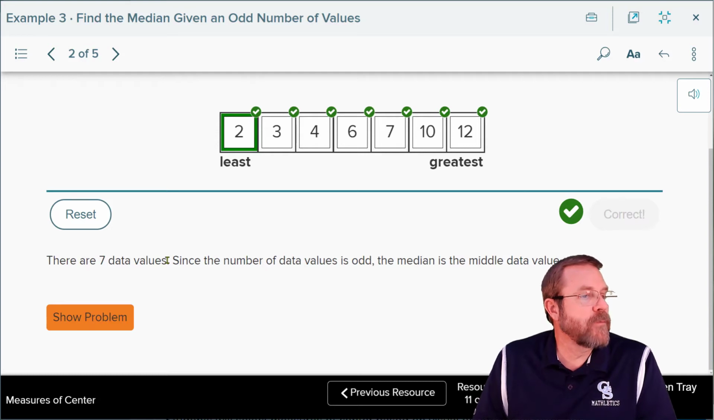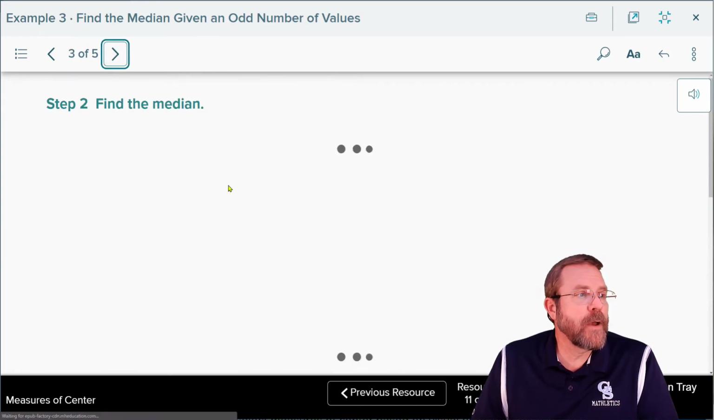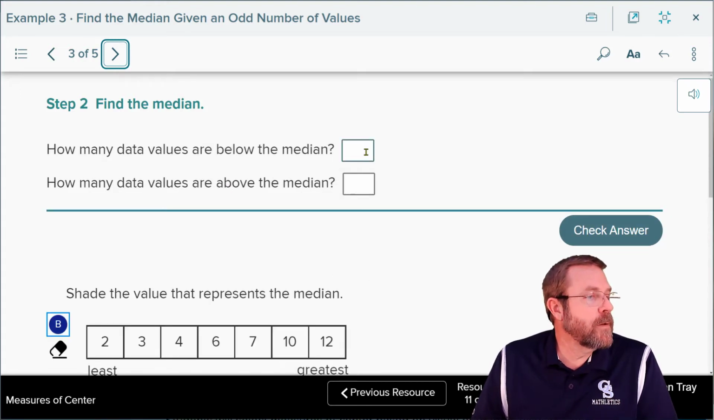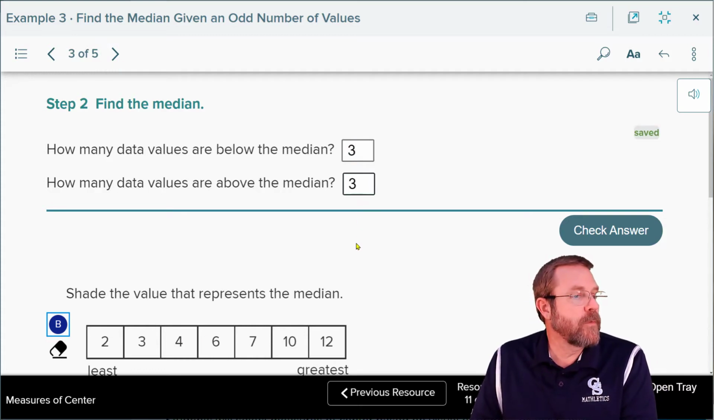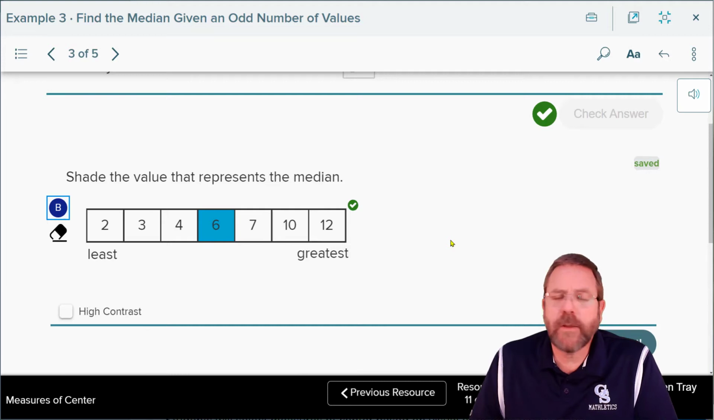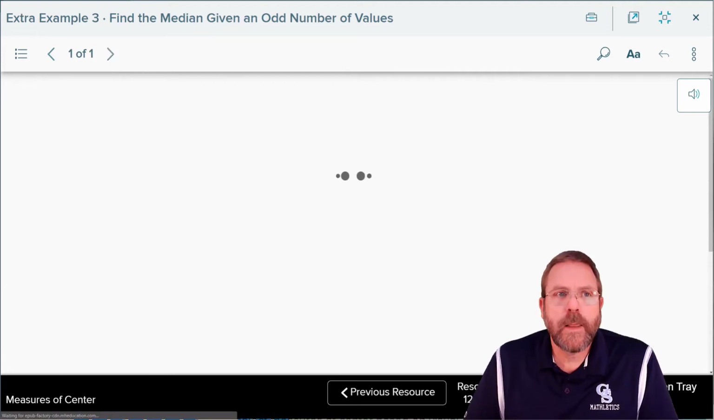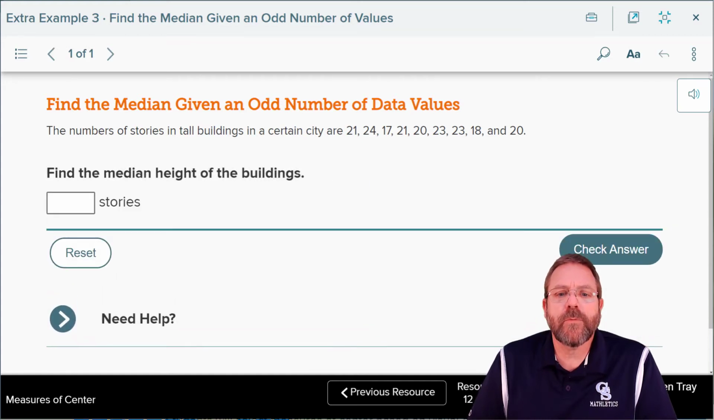There are 7 data values. That's an odd number. That means you only have to pick the one middle data value, and that one middle data value is going to end up being your median. And of course for this one, our median was going to see how many data values are going to be below it. Well, there's going to be 3 below the median. There's going to be 3 data values above the median. And check that. That checks. And then the median is going to be 6, our middle data value. Super easy math. And once again, it's going to be your turn. Pause the video and work on extra example 3 on your own.